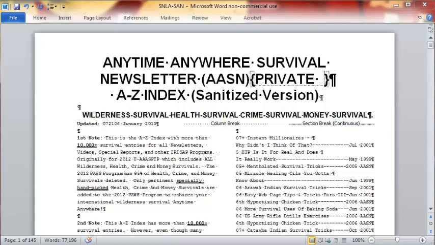So this is the A to Z index. This is a sanitized version. If you see right here, it's a sanitized version. When you become a subscriber, you'll get the real A to Z index, meaning you'll see it here in a second. Many of the things, I have to X out because I don't want to get in trouble, and I don't want to give you any ideas, especially with the fire starting, the advanced and the ultra advanced fire starting. So I X'd it out. So this is the sanitized version.